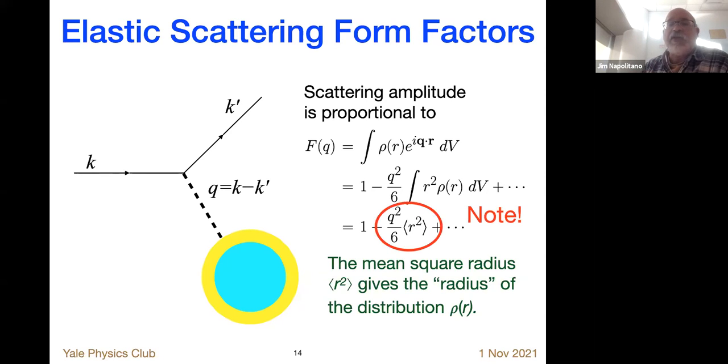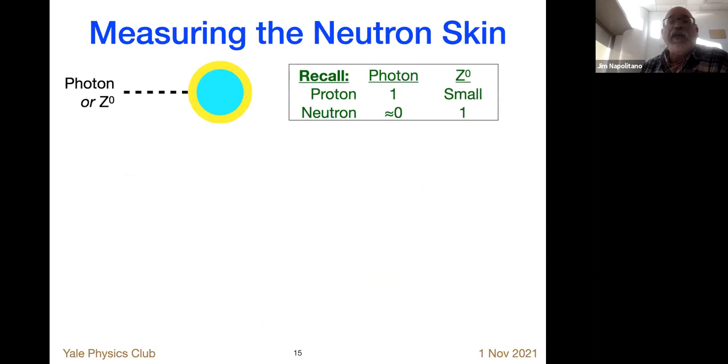But here's the reason it's so important. That term tells you the mean square radius of whatever it is that your probe is bouncing off of. In our case, we have two probes, the photon and the Z0. And remember, the photon couples to charge, so that's sensitive to the proton. It's essentially insensitive to the neutron. The Z0, on the other hand, doesn't couple to the proton so much. It mostly couples to the neutron because of that 1 minus 4 sine square theta factor.